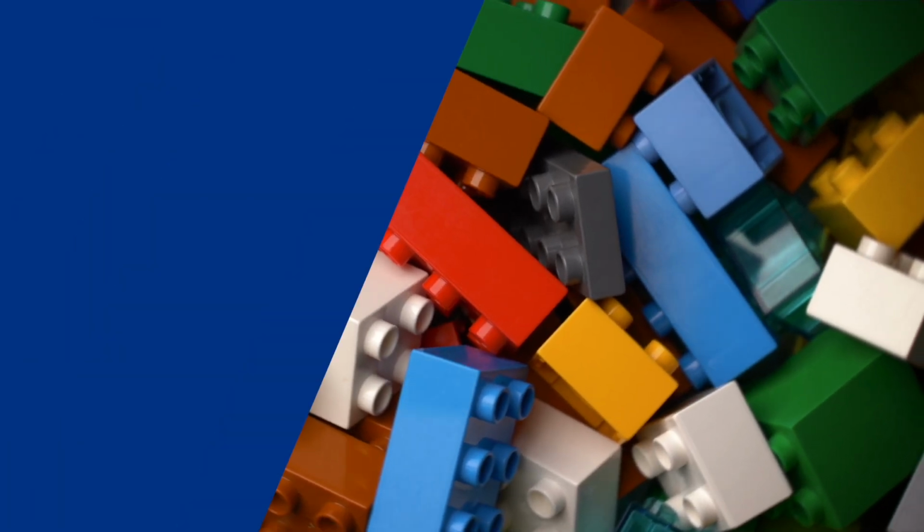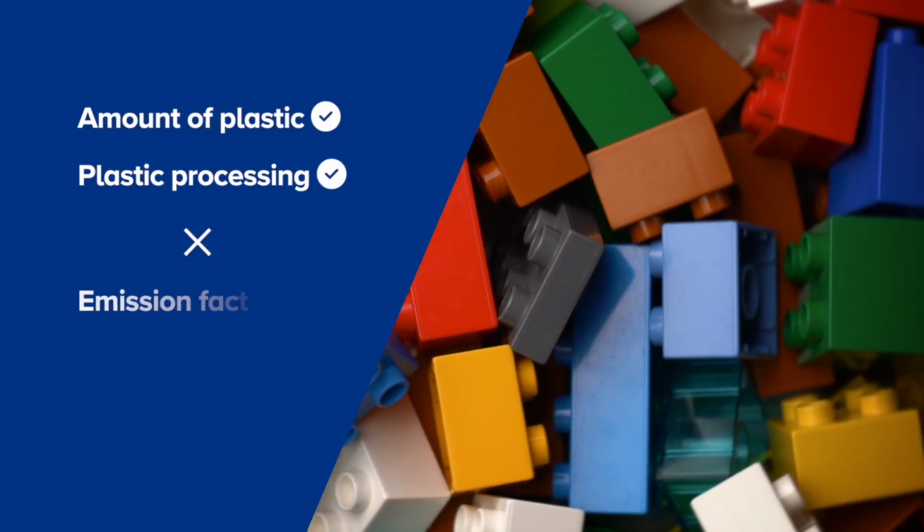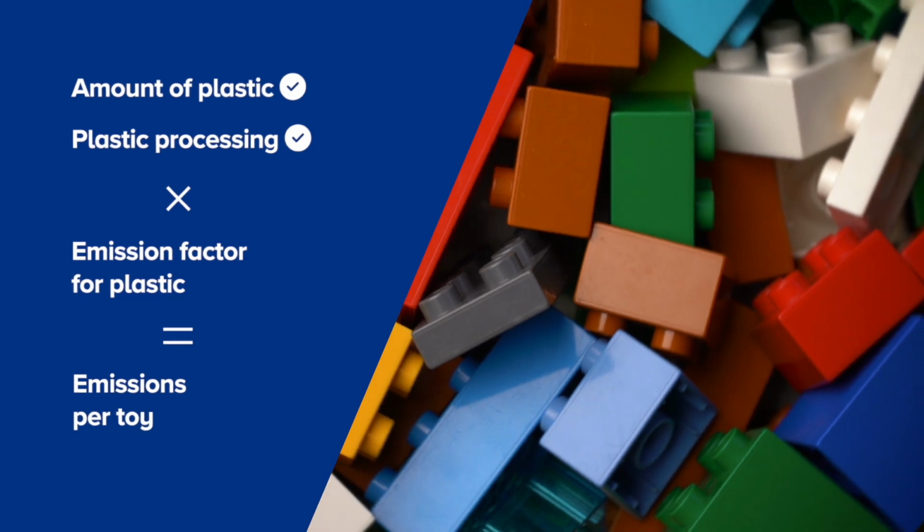They provide an estimate for the environmental impact of raw materials and other activities that a company may not be able to calculate for themselves. For example, while a company manufacturing plastic toys already knows how much plastic is used and how it's processed, it would likely use an emission factor for the plastic to calculate the emissions per toy.